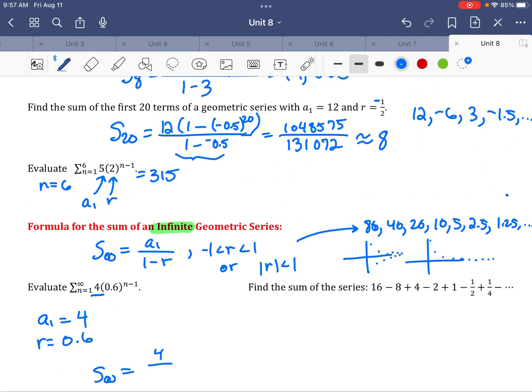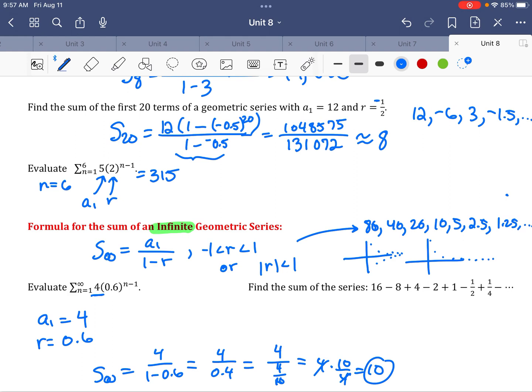So I need 4 over 1 minus 0.6. So that's 4 over 0.4. So I don't have to go back to my calculator, let's do a little trick here. So I got 4, and remember 0.4 is 4/10. So I'm going to write it as a fraction. So that's 4 times 10 over 4. So the 4's cancel, and I get 10, rather than pulling out my calculator.